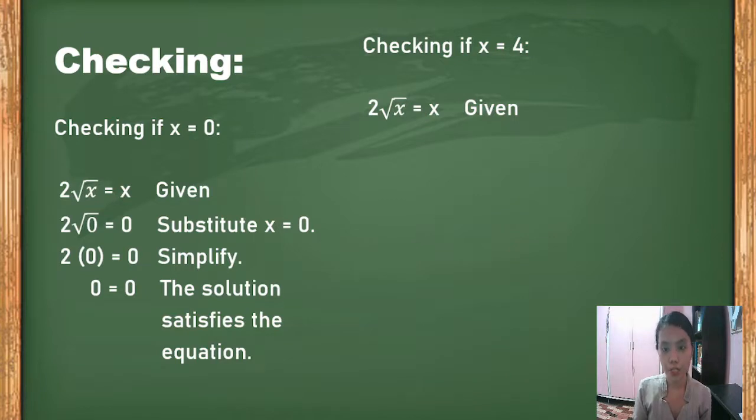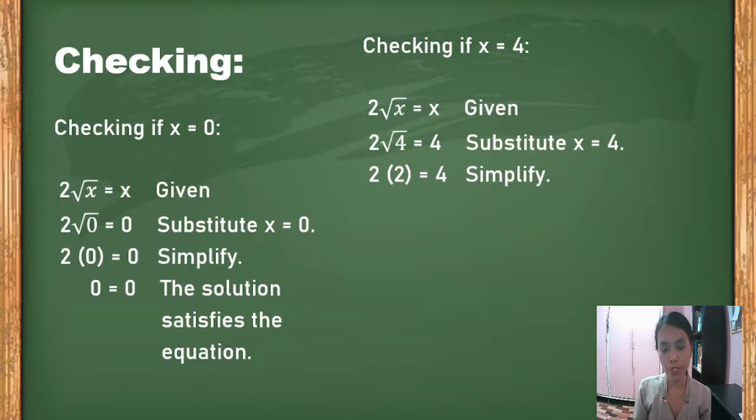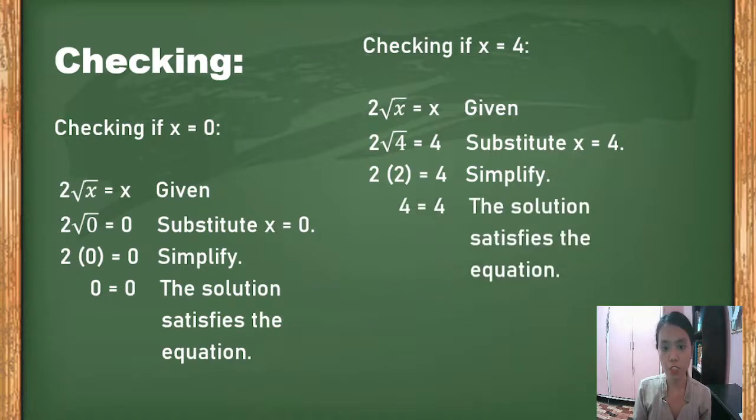So, yung ating isang value of x, this time substitute naman ang 4 sa ating given. So, 2 square root of 4 equals 4. Simplify. Square root of 4 is 2. Then, multiply natin sa coefficient. So, 2 times 2, the answer is 4. So, both sides again ay nag-equal. So, therefore, ang ating solution, nasatisfy ang ating equation.